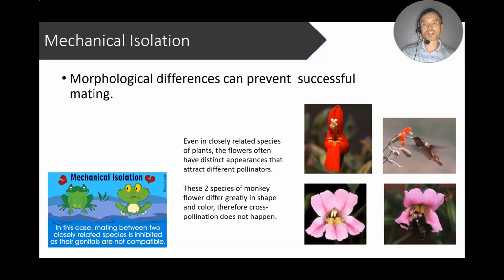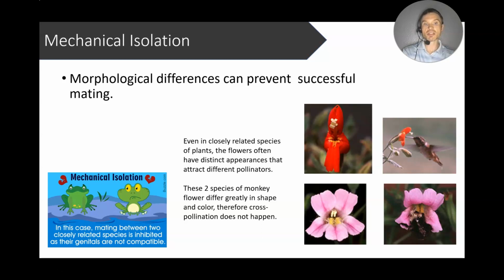So in this situation, mating between two closely related species is inhibited because their genitalia are not compatible. Now, if you want to think about this, this is really a square peg in a round hole scenario. A couple examples of this include these two species of monkey flowers. They differ greatly in their shape and color, and therefore it prevents cross-pollination.